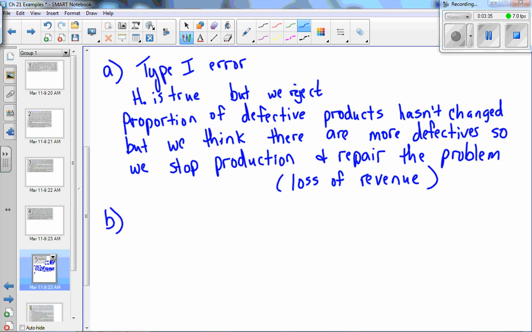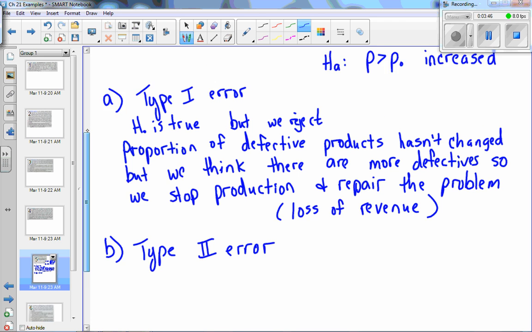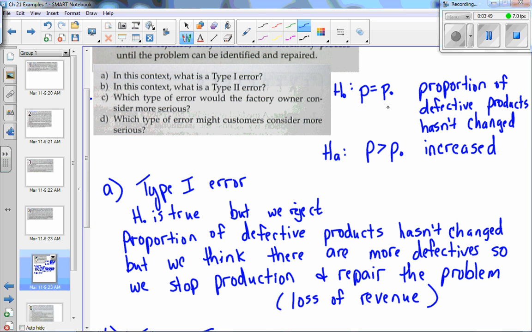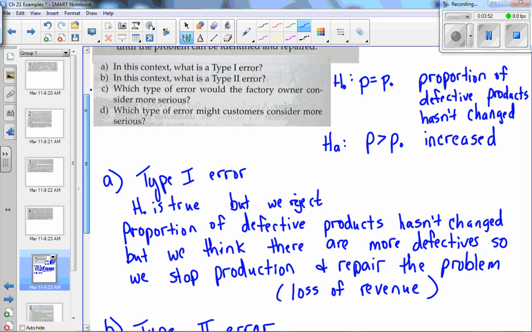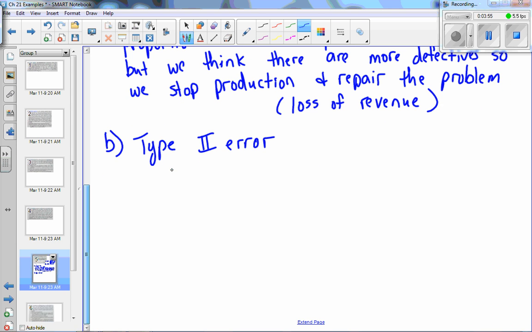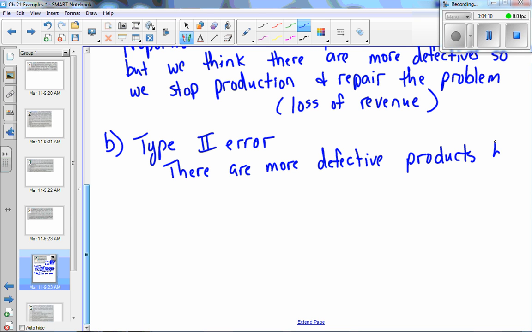A type 2 error, remember, that means that H naught is false, but we fail to reject it. So H naught is false, and if you need to go back up and look, we find that it has increased. So there are more defectives. There are more defective products, but we don't catch it.